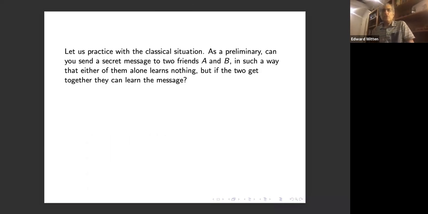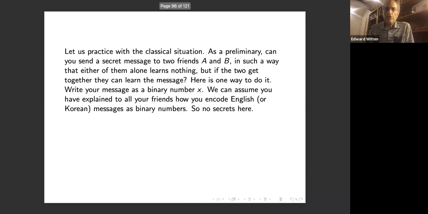As a preliminary, can you send a secret message to two friends A and B in such a way that neither of them learns anything, but if the two get together, they can learn the message? How would you do that? Well, here's one way to do it. First, you write your message as a binary number X. We can assume all your friends know how you encode English or Korean messages as binary numbers. So there's no secret in how you encode it, but the actual number is the secret. So whatever you wanted to send, you turn it into a binary number.